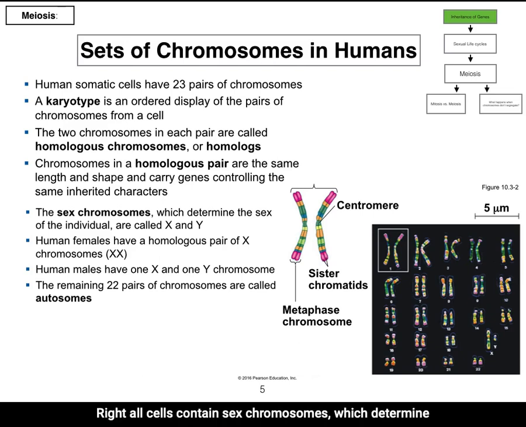All cells contain sex chromosomes, which determine the sex of the individual. Human females have a pair of homologous chromosomes, two X's. Human males also have a pair, one X and one Y. In somatic cells, 22 of the chromosome pairs are autosomes, or non-sex chromosomes, and one of the pairs of chromosomes are the sex chromosomes, either the XX or the XY, which determines the sex of the individual.